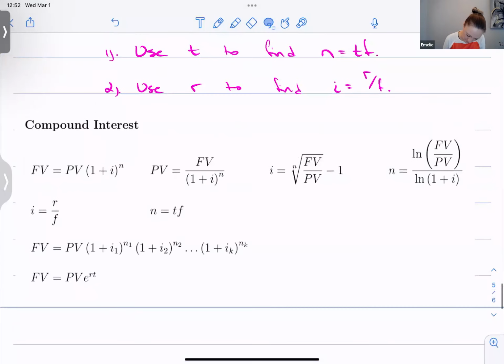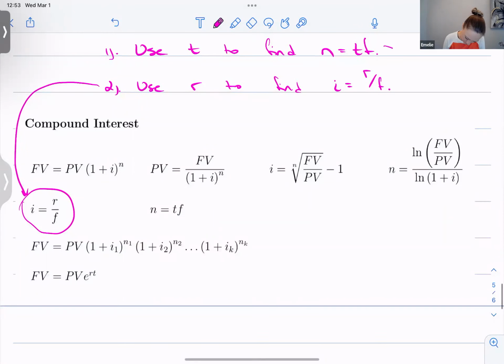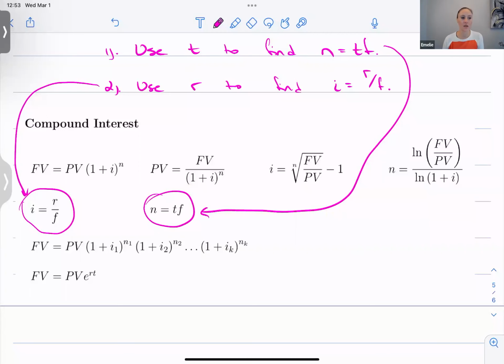So here, right, you've got this formula here and this formula here. We've already tackled those two, and I just have those on there as a reminder.